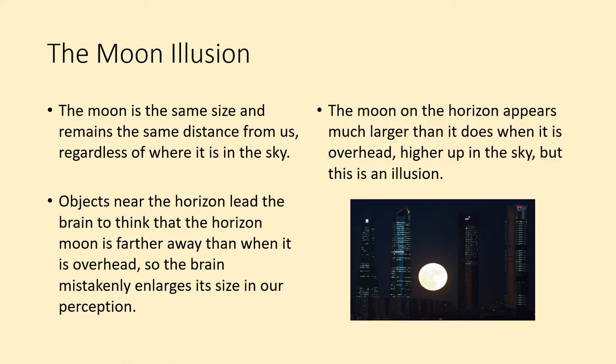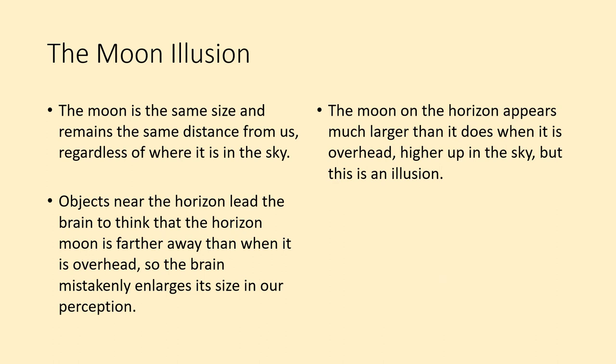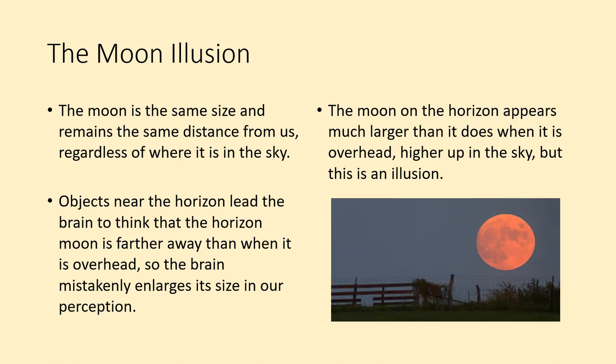The moon illusion is fascinating, and it can be quite dramatic. The moon is the same size and remains the same distance from us, regardless of where it is in the sky. The moon on the horizon appears much larger than it does when it is overhead, higher up in the sky, but this is just an illusion. Objects near the horizon lead the brain to think that the horizon moon is farther away than when it is overhead, so the brain mistakenly enlarges its size in our perception.